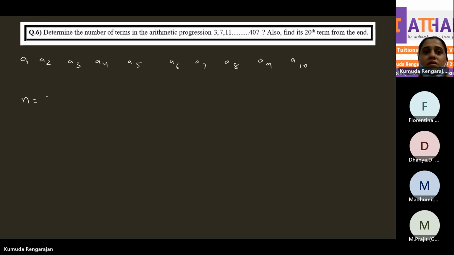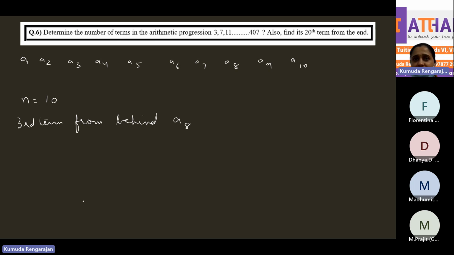How many terms are there? 10 terms. Which is the third term from behind? Okay, so the third term from behind is A8. Now, how will we find the corresponding term from the beginning? The total number of terms is 10, you want to find the third term from behind, so subtract 2. 8. So the 8th term from the beginning is the third term from behind.